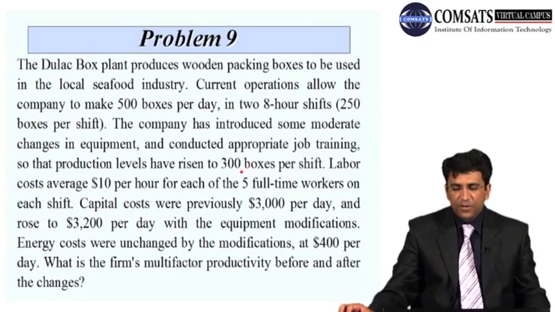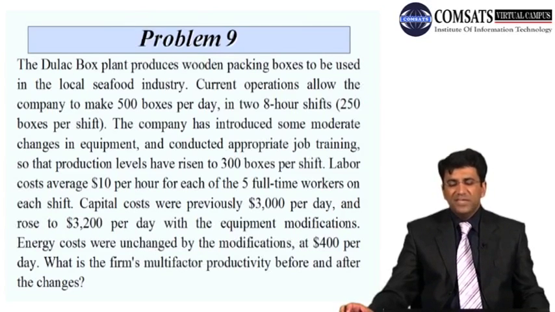That is the new output. Labor cost averaged $10 per hour for each of the 5 full-time workers on each shift. Capital costs were previously $3,000 per day and rose to $3,200 per day with the equipment modifications. Energy costs were unchanged by the modifications at $400 per day. So we'll have to calculate the multi-factor productivity before and after the changes.